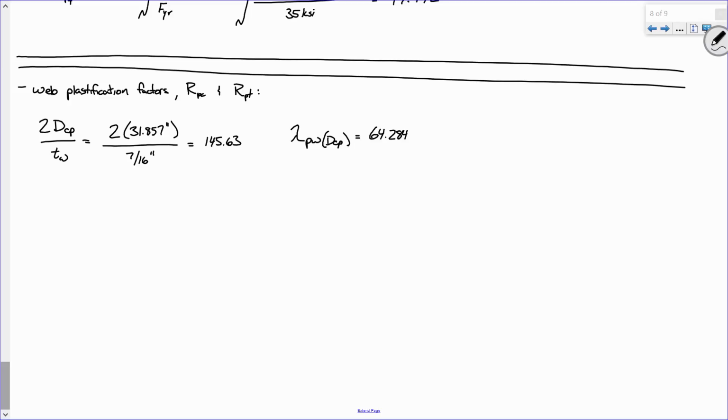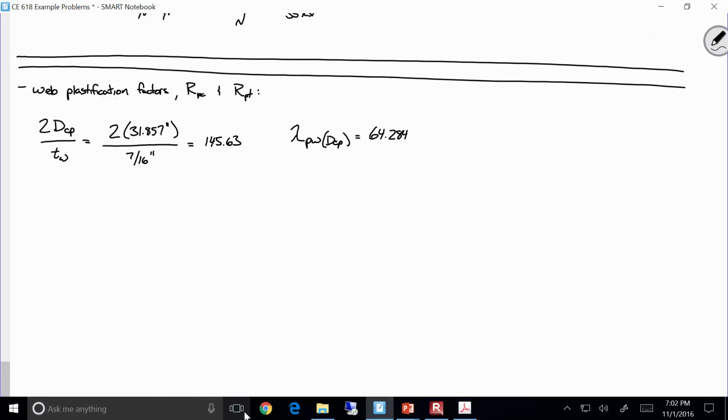So we use these to make a decision as to how we compute our web plastification factors. This is a measure of web slenderness, and this is our limit. We're not really dealing with a super stocky web in this scenario. It's much more slender than the limit, so we're not able to get all the way up to MP. We've got to back it down a little bit.